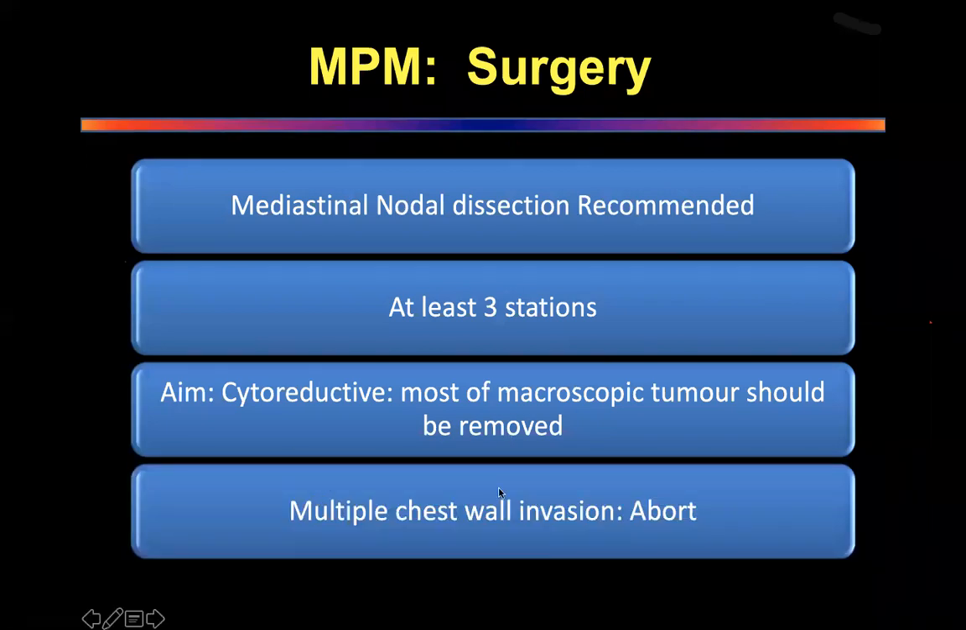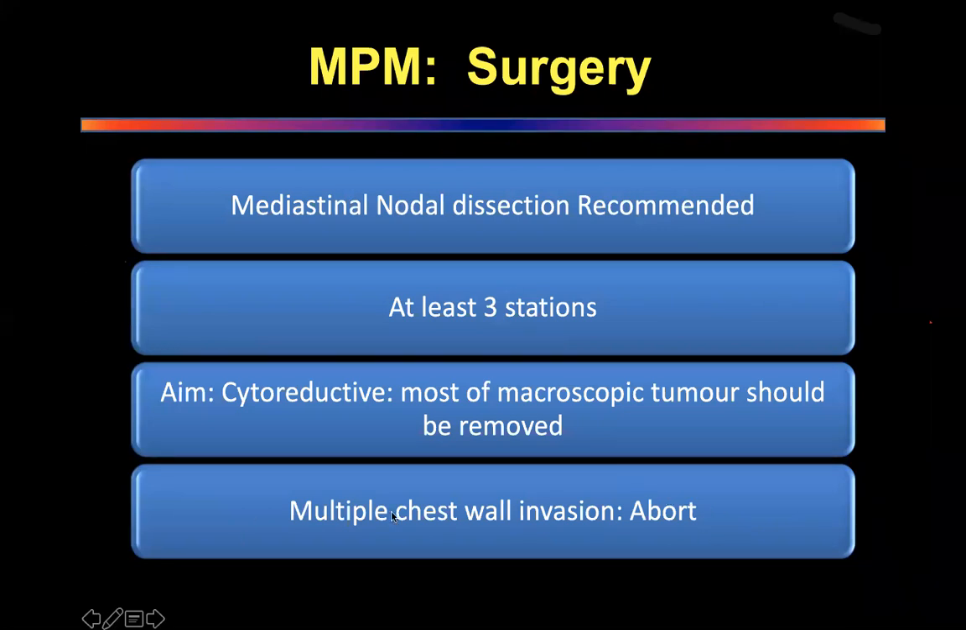So when you get into a chest and you find that there are multiple chest wall invasions at multiple sites, you must abort the surgery. You cannot do a macroscopic R1 or R2 surgery. If there is a single site of chest wall invasion, then you can take it out along with the muscle and the ribs that you need to. But you cannot do multiple chest wall invasion.